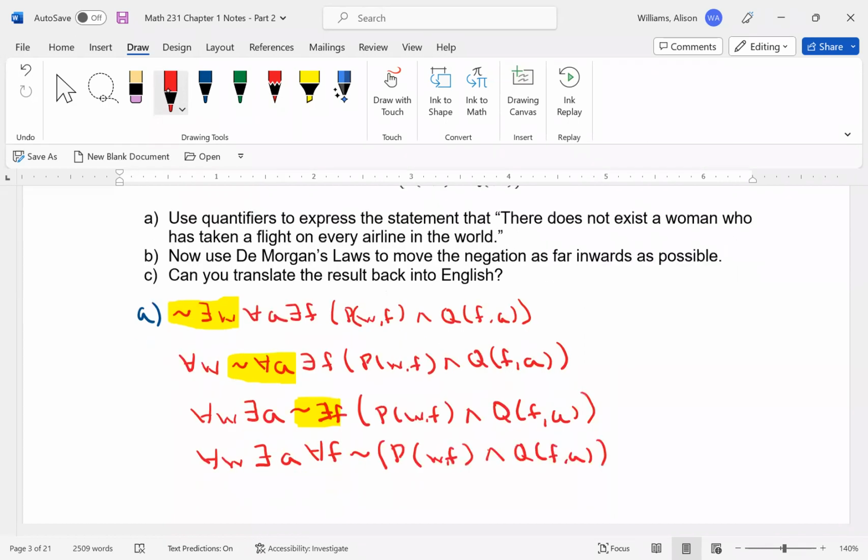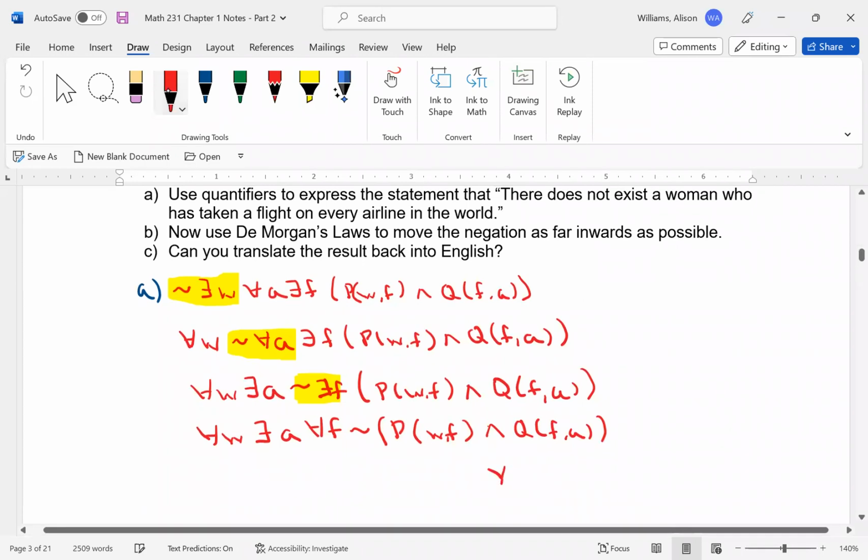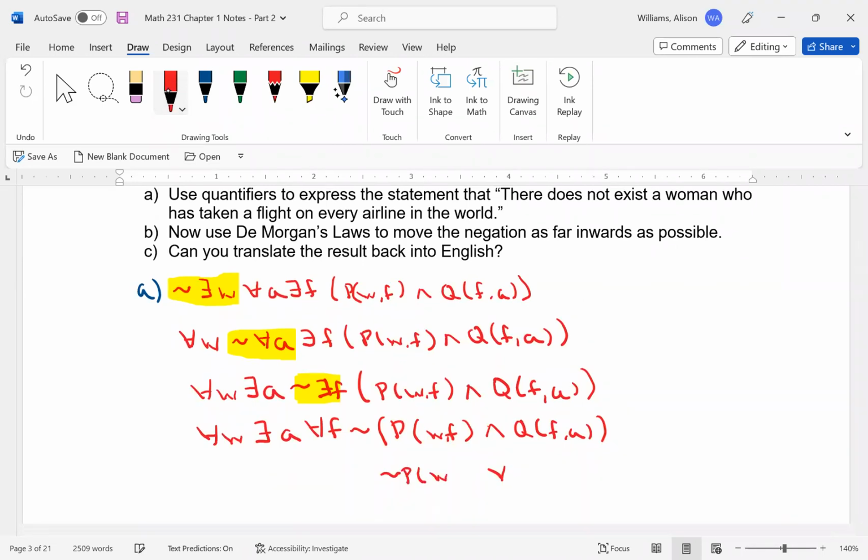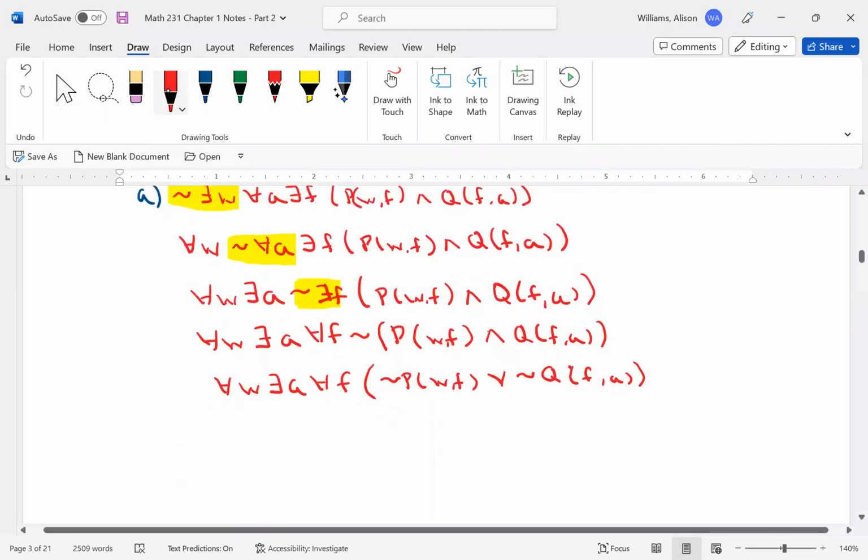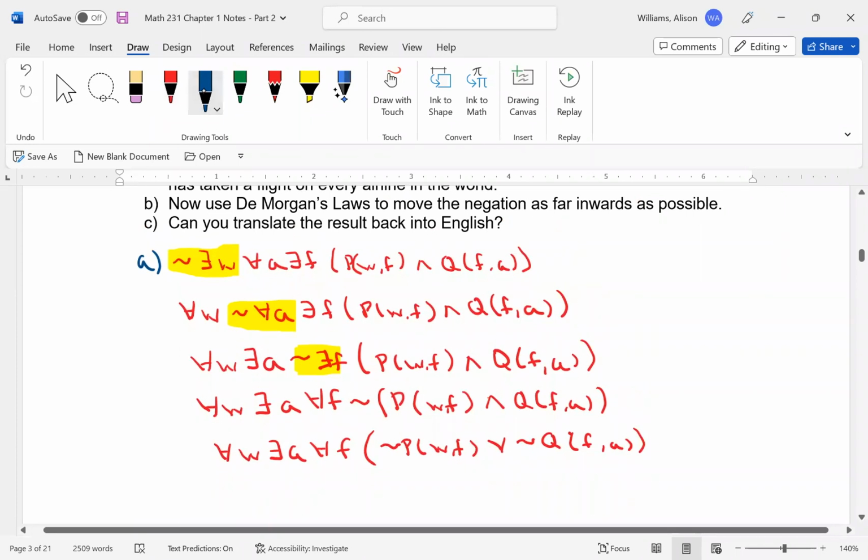So De Morgan's law over and statements turns it into or, but then both of these are now negated. So she doesn't take a flight, or that flight is not associated to an airline. We're going to translate this back, by the way. That's kind of jumbled now. Trying to keep track of it. Whew, that was not an easy thing to keep track of. Okay, so this was part B. Sorry, I meant to call this part B. So now part C.